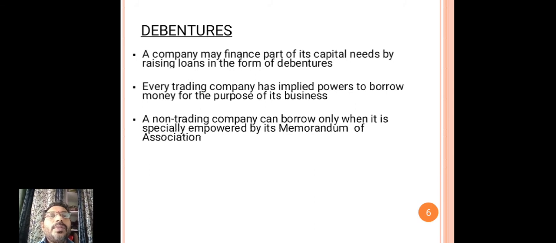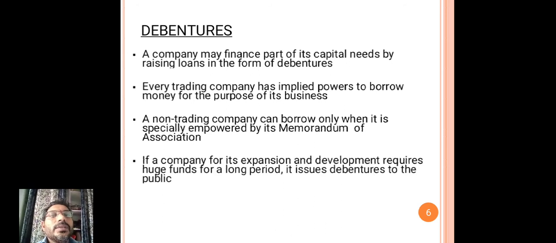Every trading company has implied powers to borrow money for the purpose of its business. A non-trading company can borrow only when it is specially empowered by its memorandum of association.